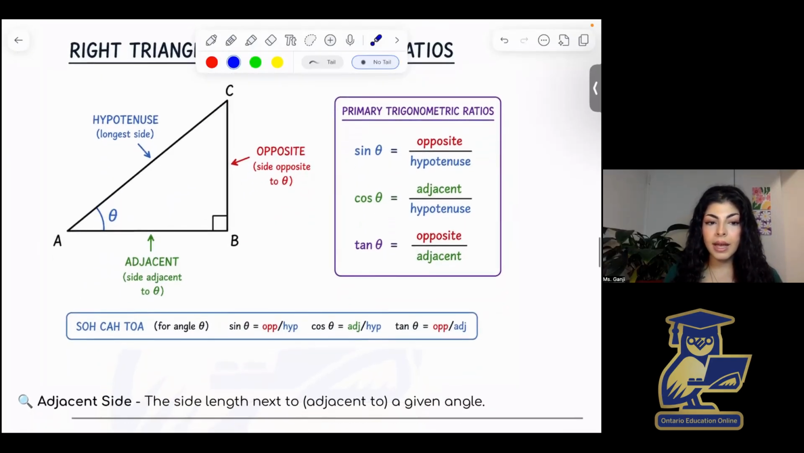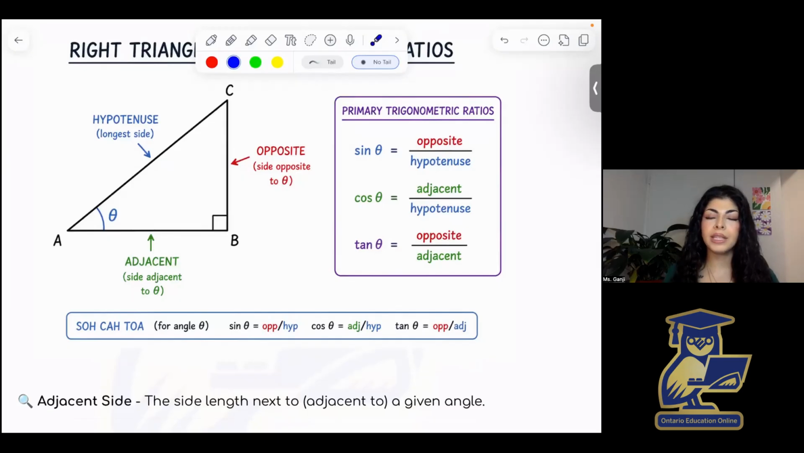And there is a rule or a method to remember sine, cosine, and tangent, and it is SOHCAHTOA. So the OH tells us opposite over hypotenuse. So the sine of the angle theta here is going to be the ratio of the side length that's opposite to that angle over the hypotenuse. So in this case, this is the side length that's opposite to this angle theta, and the hypotenuse never changes. So that's the ratio we would have.